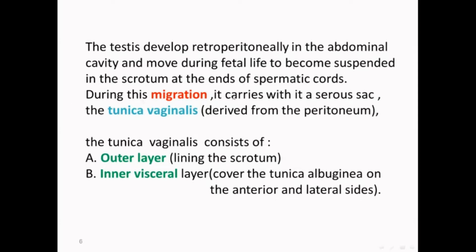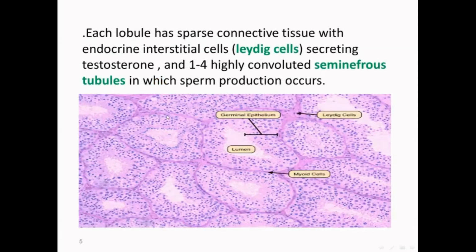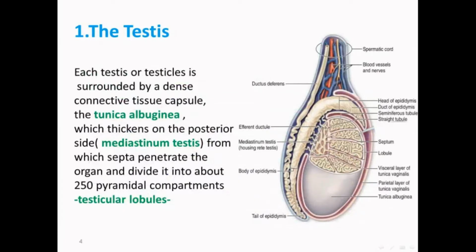During this process of migration, the testis carries with it a serosal sac, which is derived from the peritoneum. It is called the tunica vaginalis. The innermost layer is the dense connective tissue capsule, the tunica albuginea, and the tunica albuginea is surrounded by two layers of connective tissue: a visceral layer of tunica vaginalis, and an outer or parietal layer of tunica vaginalis.